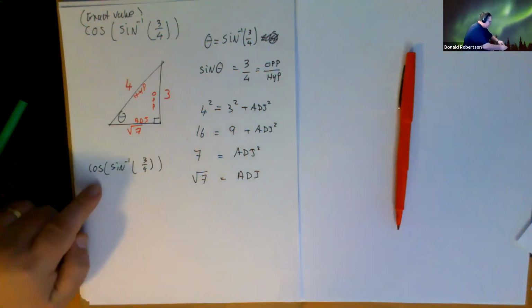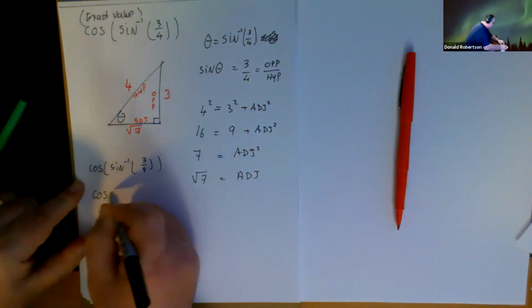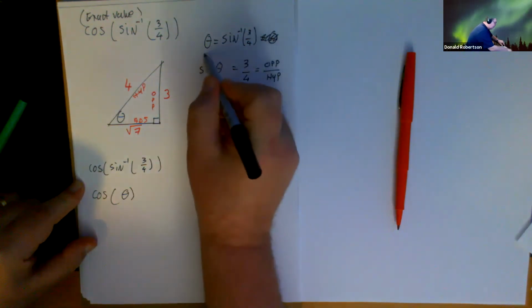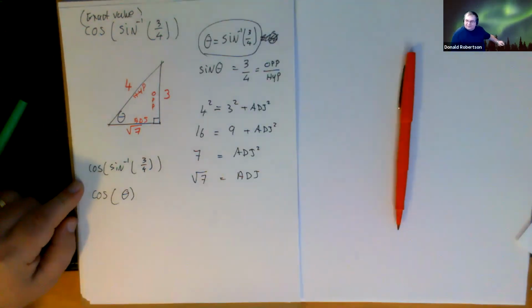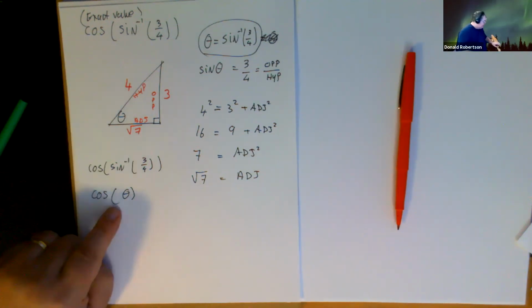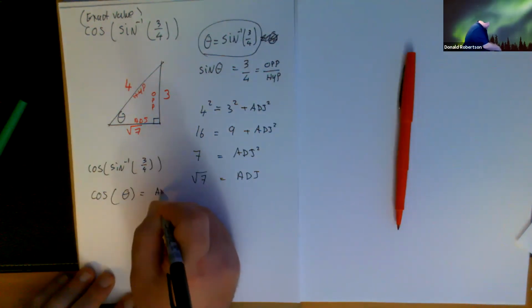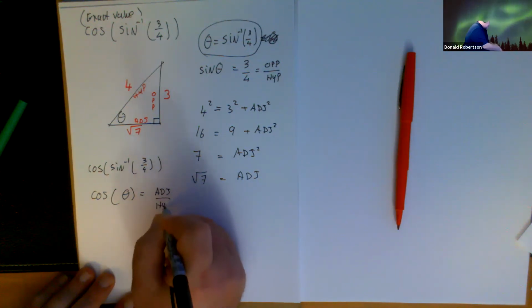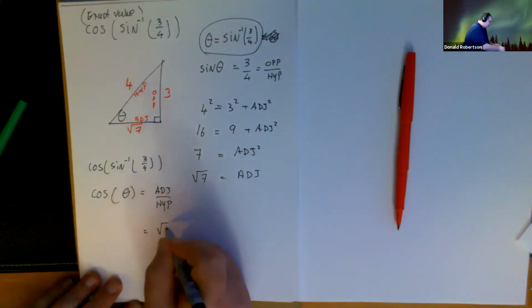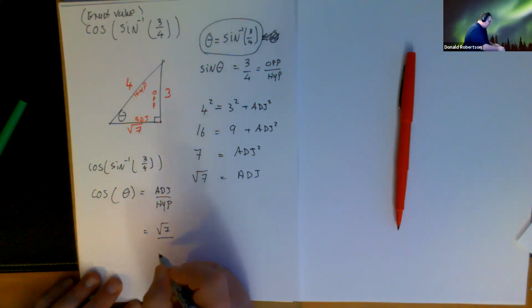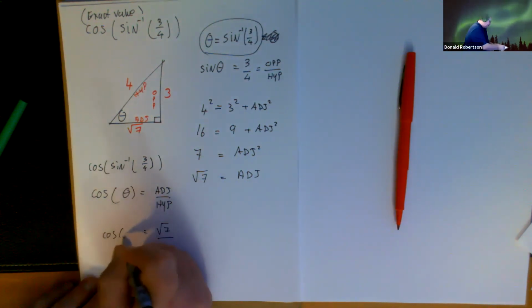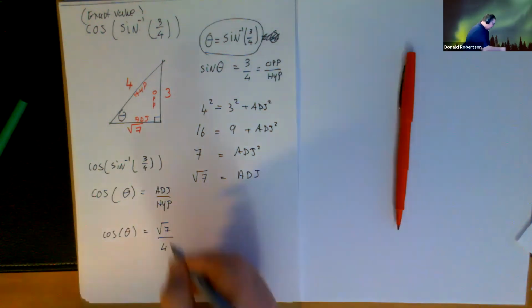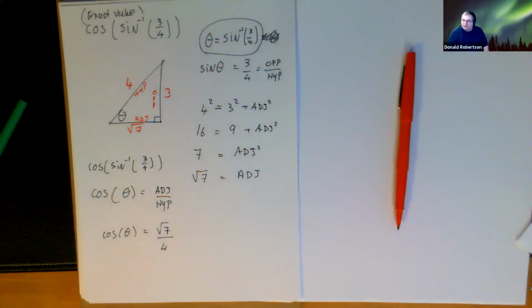Now, the cosine of the inverse thing becomes the cosine of theta, because I made theta equal that guy. So this is that. But how do I get a cosine? Well, according to SOHCAHTOA, it's that guy, which makes it root 7 over 4. Are we comfortable about how you would solve that type of question, right? So it's very procedural. You do them pretty much the same way.